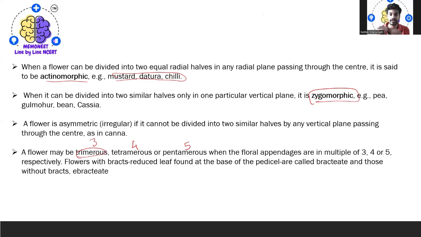A flower with bracts means the flower has a reduced leaf found at the base, that is, the base of the pedicel. We normally call that bracteate, and those without bracts are called ebracteate.